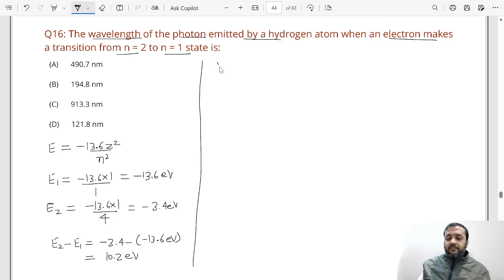Now remember that the wavelength of a photon can be written as 1242 upon energy in electron volt. This is the formula that gives you the wavelength of the photon, and this answer will be in nanometers. Clearly you can see that 1242 divided by 10.2 is nearly 121. Very easy question, I hope you would have done this. Very easy, 4 marks you would have gotten from this. All right.